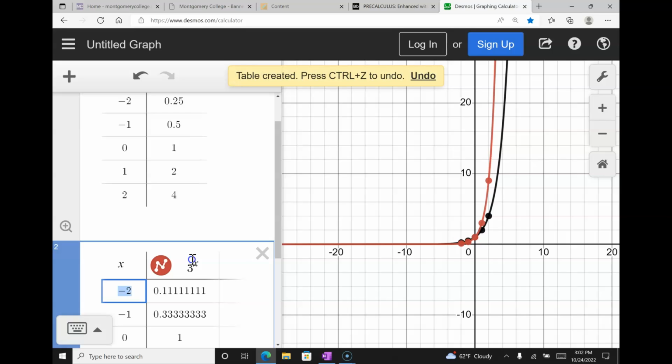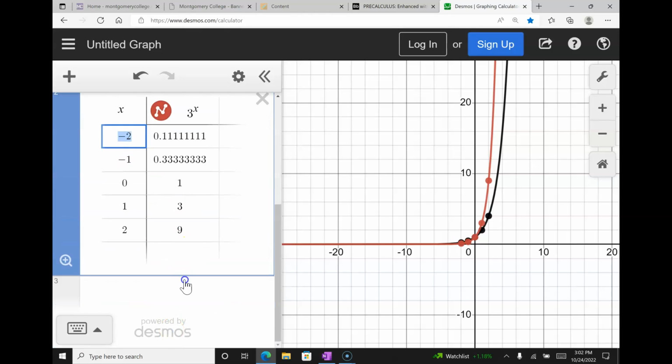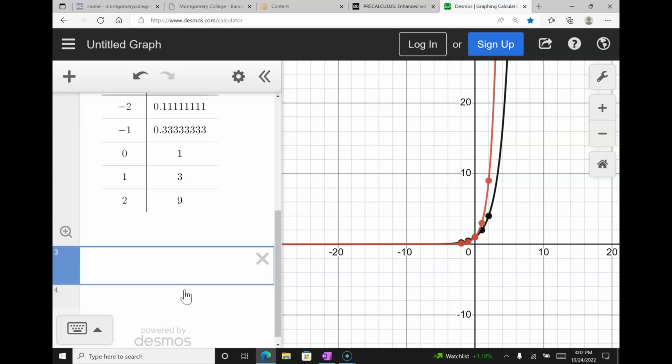What's happening to the exponential when the base is bigger and positive? The black is 2 to the x, the red is 3 to the x. It's getting higher faster when the base is bigger and positive. It slows down as it goes to negative. Yep. So when you get one of these, you're just going to put it in the calculator, right?